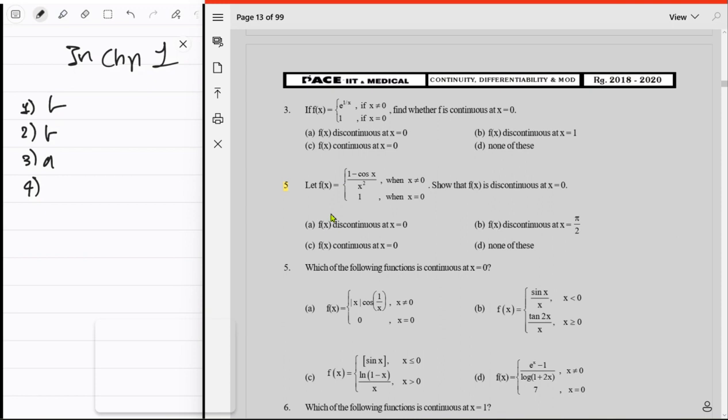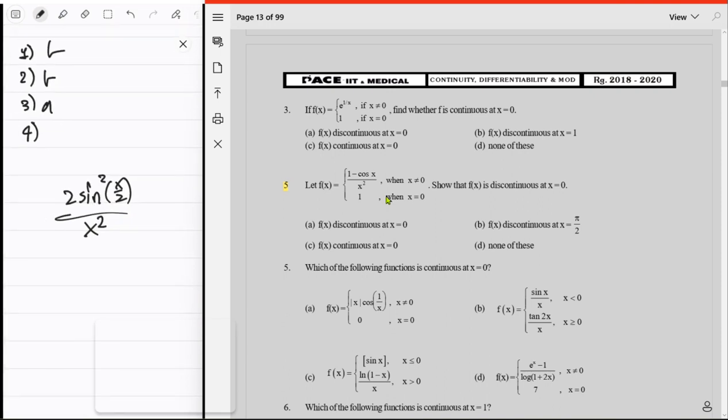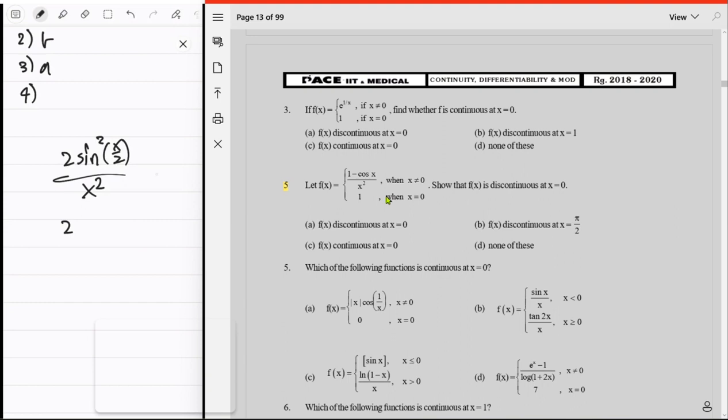Next, fourth. It's 1 minus cosine x upon x square when x is not equal to 0. All right, it's well defined everywhere, and then it just means it's continuous, because these are continuous functions. Divide by x square, yeah, okay, I know that. It's 1 when x is equal to 0. Well, this thing is like 2 sine square of x upon 2, upon x square. When x approaches 0, this thing just becomes approximately 2 times x square upon 4, upon x square. So that just cancels, it's 1 upon 2. It should approach 1 upon 2 from both sides, but then it's 1, so it's discontinuous.